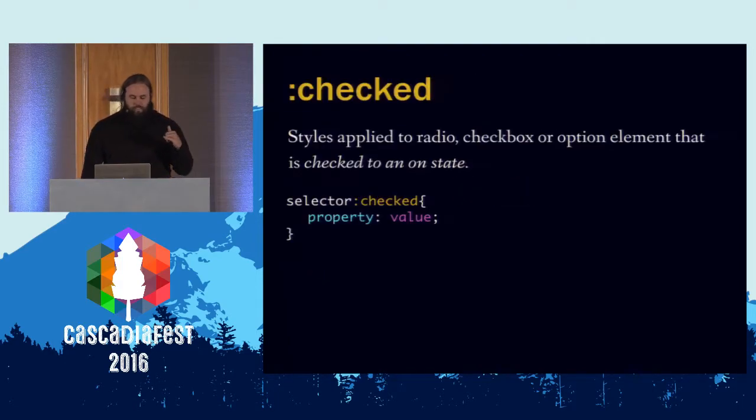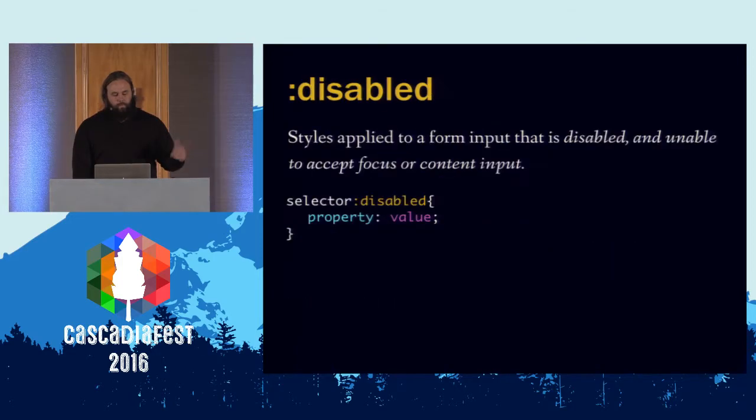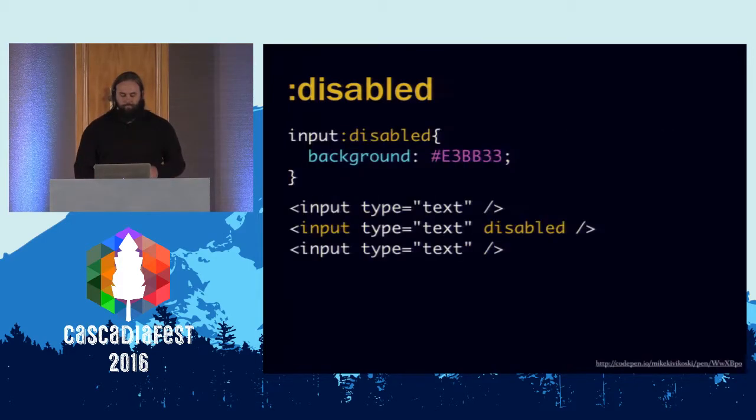Forms. Checked. So styles applied to a radio, checkbox, or option element that is checked to an on state. This could be useful for styling your labels, changing your labels, or giving additional visual feedback to any users. Disabled are styles applied to form elements that are disabled, and they are unable to accept focus or content input. So disabled is just an HTML attribute.